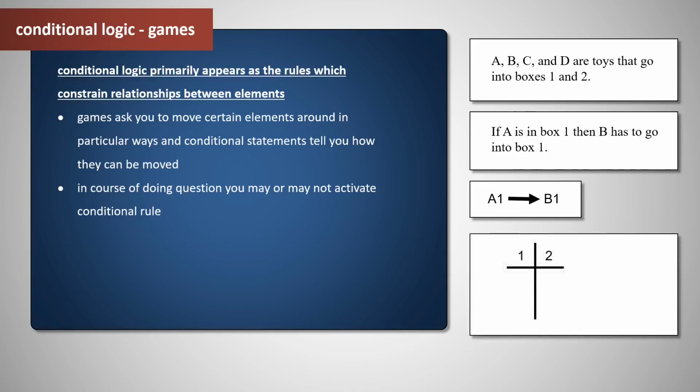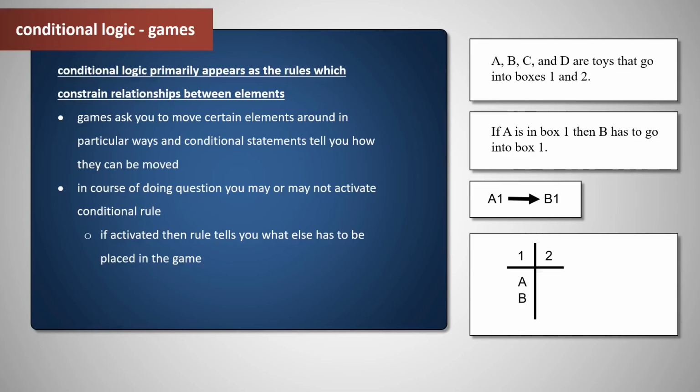So for example, we've got a game here. We've got our basic diagram, the two columns for group 1 and for group 2. If the rule is activated, then the rule tells you what else has to be placed into the diagram. So if you know that A is in 1, then because the rule says if A is in 1, then B is in 1, you also know that you have to put B in that spot as well. This is an example of it being activated and then the consequence being placed in the game.